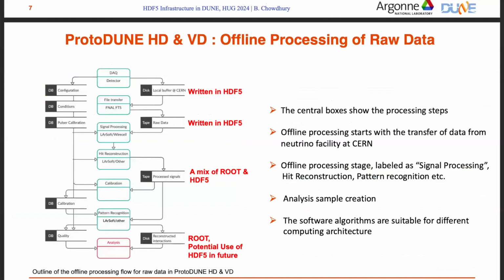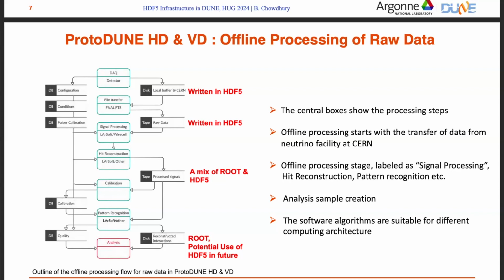Okay, so for both prototypes, we are following the same offline data processing strategy. We start off with DAQ. DAQ reads data from the detector and then writes it out in the HDF5 format in a local buffer at CERN. And from CERN, all the files get transferred to different locations, for example, US, UK, India, and many more. By the time we receive the files at Fermilab, the raw files are also in HDF5.